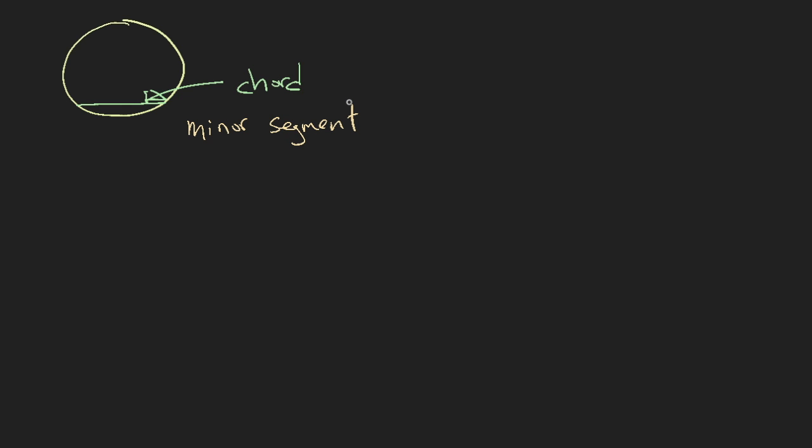Say you have a circle and you divide the circle into two parts with a line. This line is called a chord. Now the smaller part of the circle is known as the minor segment. The bigger part will be the major segment.